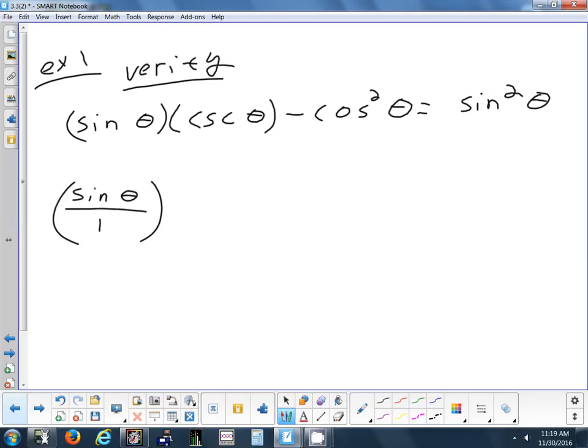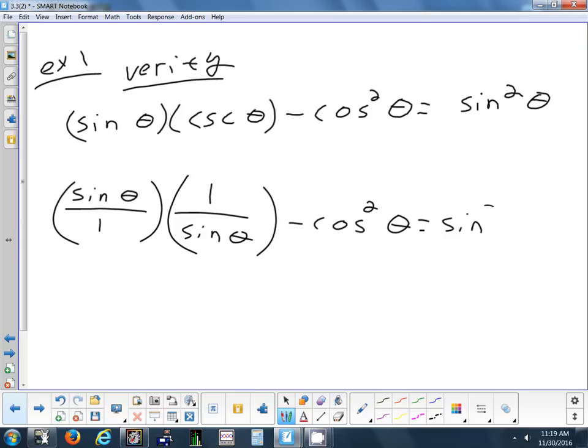Okay. So Shakira, what's cosecant? 1 over sine. Okay, and keep the second thing the same. Just keep it as minus cosine squared. The right-hand side, I'm not going to keep copying it down. It's supposed to equal sine squared. Well, if you want to copy it, you can.